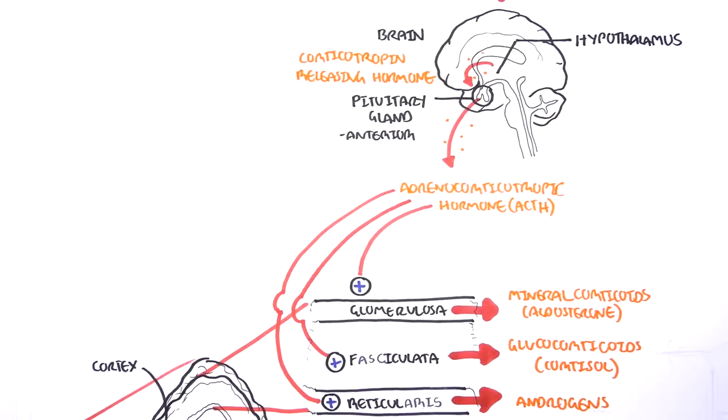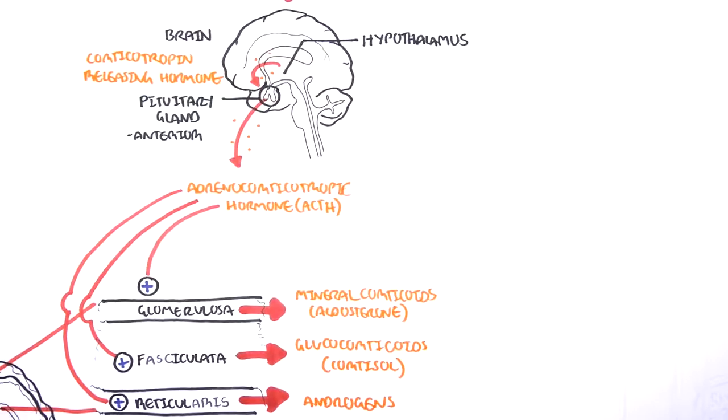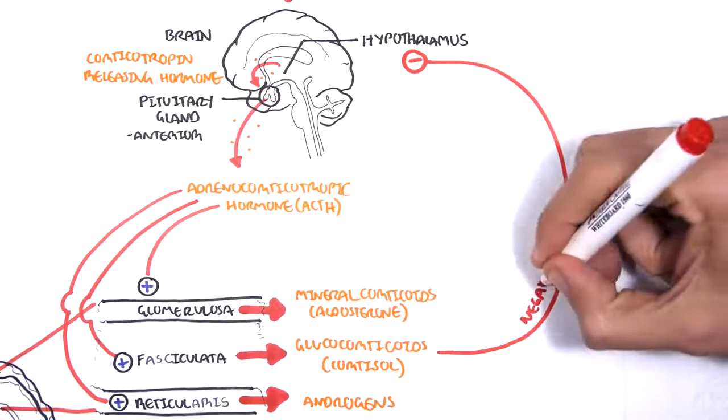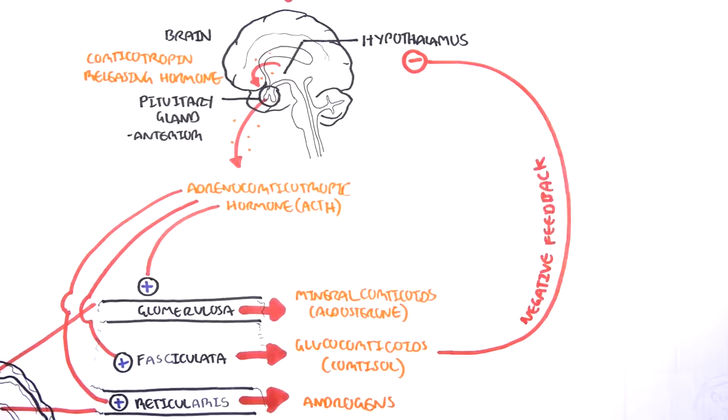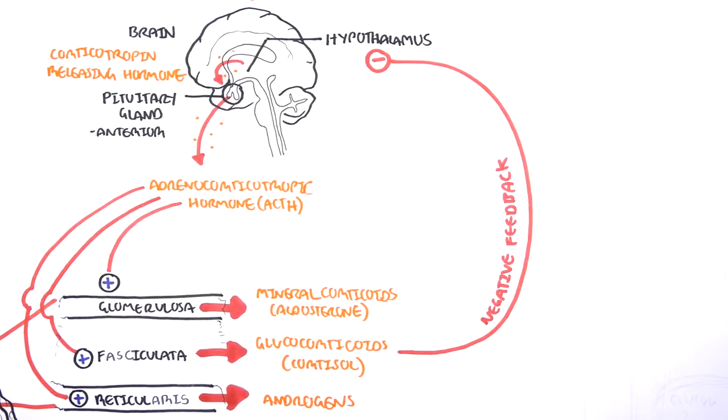Out of these three hormones, the glucocorticoids have a very important role in providing a negative feedback to the brain. What I mean by negative feedback is that if there is an increase in glucocorticoids in circulation, this will send a negative feedback signal to the hypothalamus, telling it to reduce the production of corticotropin releasing hormone, and thus reducing the whole cascade from there.